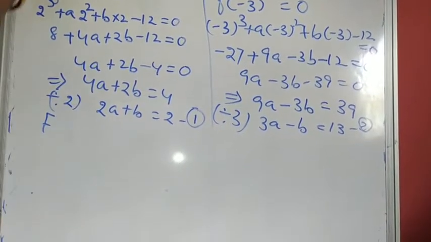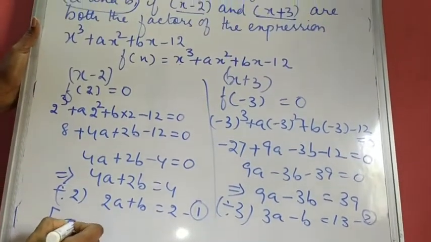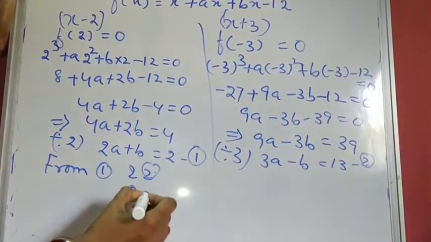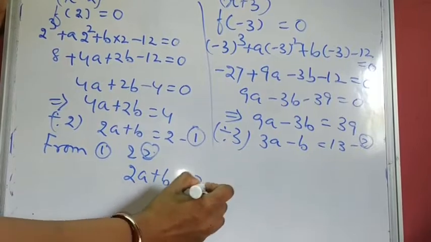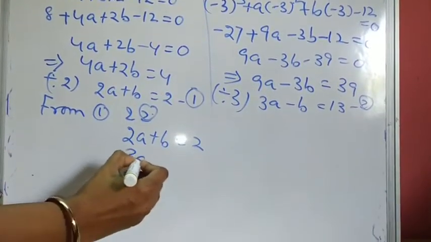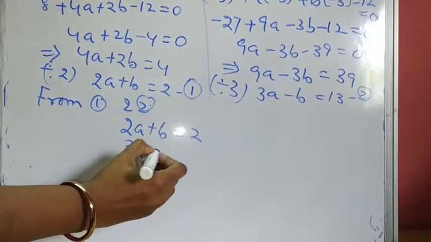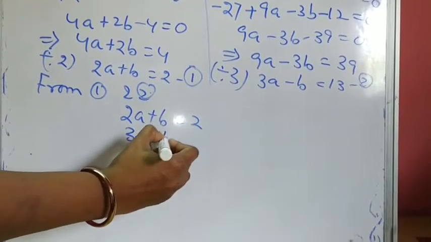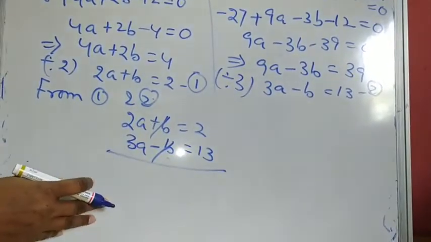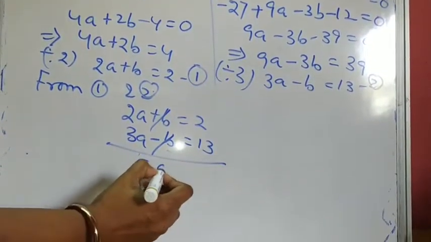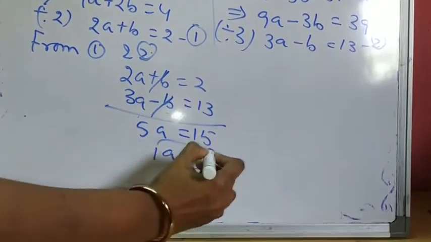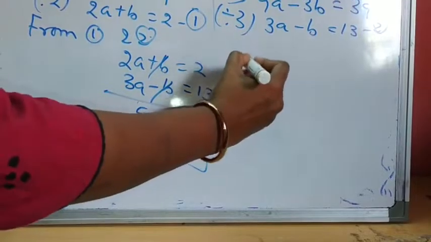Now we have to find out the value of a and b. So from equations 1 and 2, let us take both equations and simplify. So 2a plus b is equal to 2. That is our first equation. The second equation that we have worked out is 3a minus b is equal to 13. So we can eliminate the b variable, and here we get 5a is equal to 15. Therefore, a is equal to how much? 3.